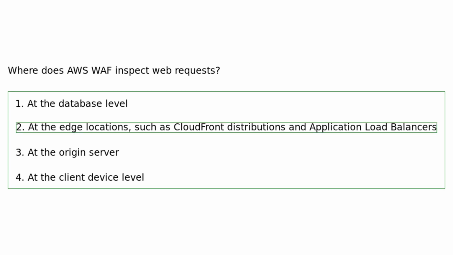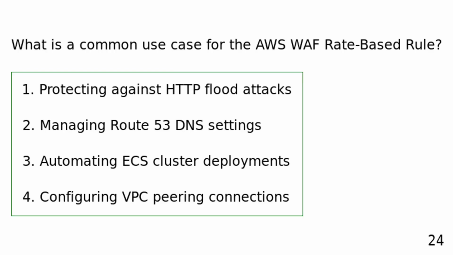AWS WAF inspects web requests at the edge locations, such as CloudFront distributions and application load balancers, before they reach the origin server. What is a common use case for the AWS WAF rate-based rule? Protecting against HTTP flood attacks. Managing Route 53 DNS settings. Automating ECS cluster deployments. Configuring VPC peering connections.